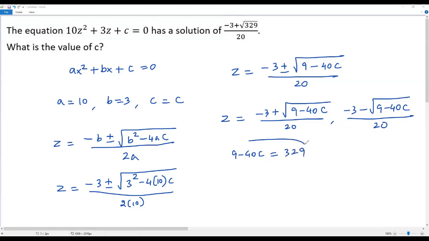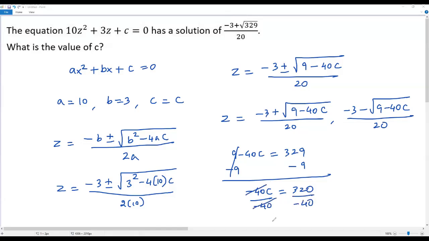Now we have to solve this equation for c, so we have to isolate c. Let me subtract 9 from both sides. When I do so, the positive 9 and negative 9 cancel out. -40c equals, when I simplify, 320. To solve for c, I divide both sides by -40, and then the -40 cancels out. Then c equals 320 divided by 40, which is 8, and with the negative sign, -8. So I got the value of c. The value of c is -8.